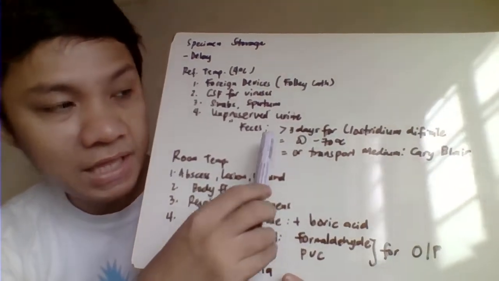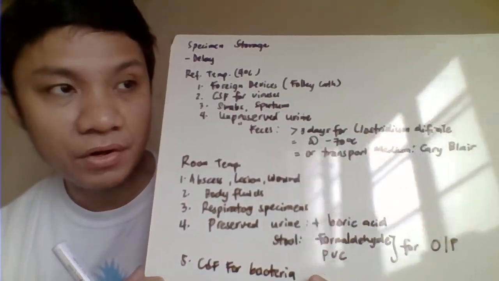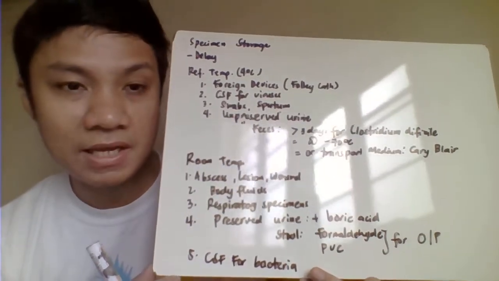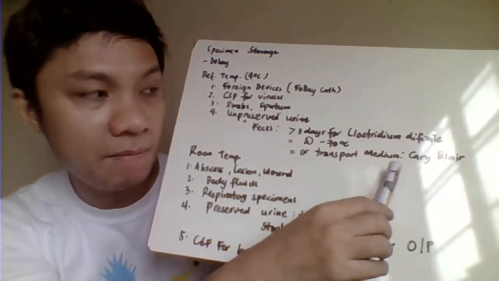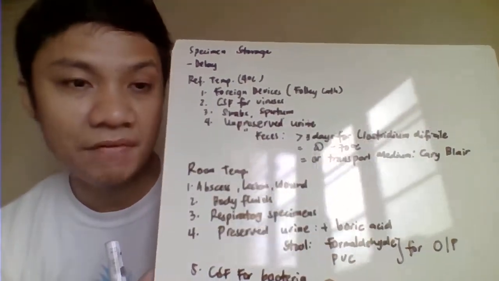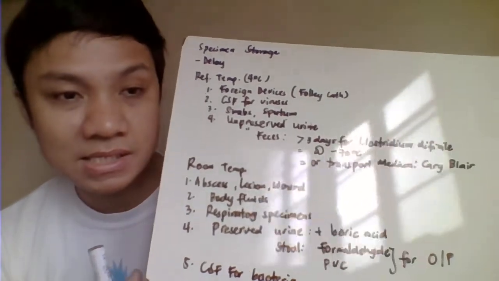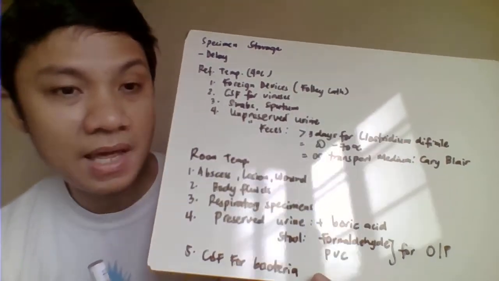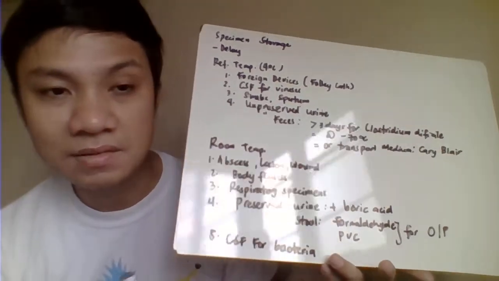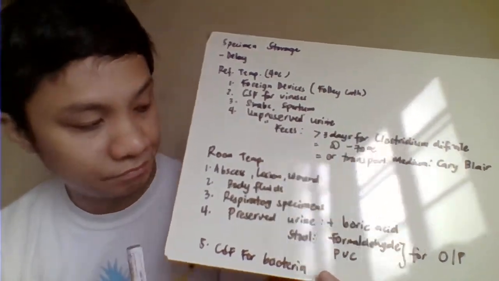However, for a delay, like in the case of your fecal sample for the diagnosis of Clostridium difficile, you can put your fecal sample in the transport medium, which is the Cary-Blair. It's a transport medium for the isolation of your Clostridium difficile. Or if there's a delay in the processing, like more than 3 days before it is processed, then you need to freeze the specimen at negative 70 degrees Celsius to preserve the viability of your microorganism.